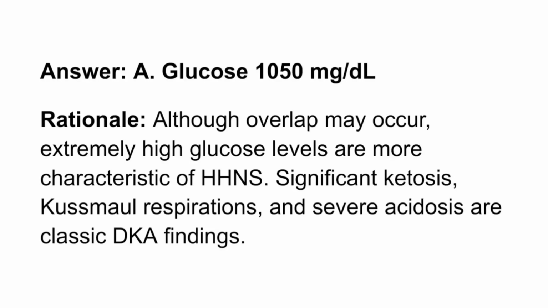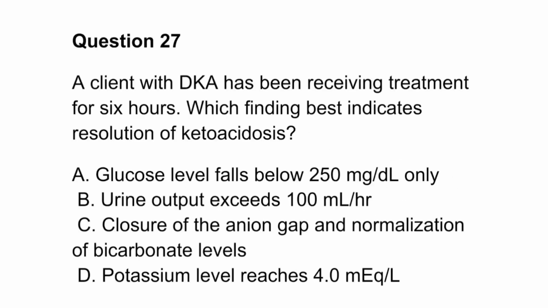Although overlap may occur, extremely high glucose levels are more characteristic of HHNS. Significant ketosis, Kussmaul respirations, and severe acidosis are classic DKA findings. Question 27. A client with DKA has been receiving treatment for 6 hours. Which finding best indicates resolution of ketoacidosis?